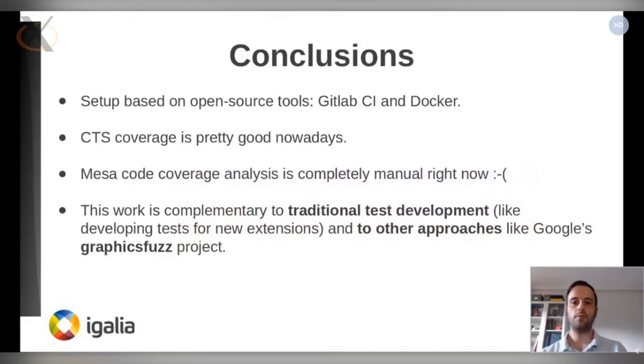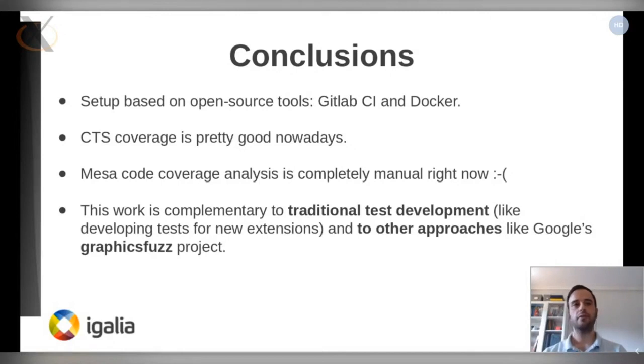The conclusions of this work are the following ones. We use different open source tools such as GitLab and Docker for this work. Thanks to running this code coverage analysis, we found that nowadays CTS coverage is pretty good already. One thing to improve is that we are analyzing the Mesa code coverage by hand right now. We have some ideas to automate it that we are planning to do in the future.